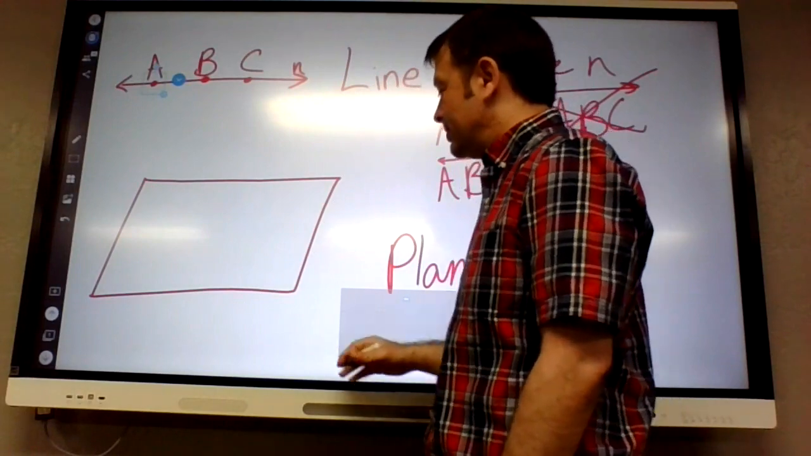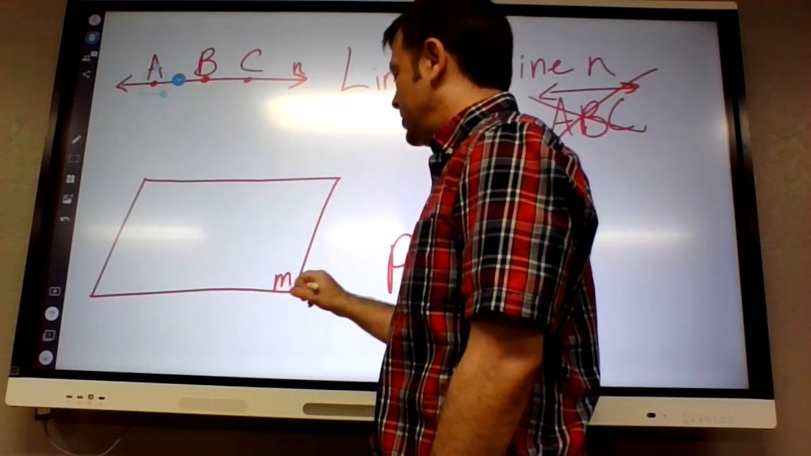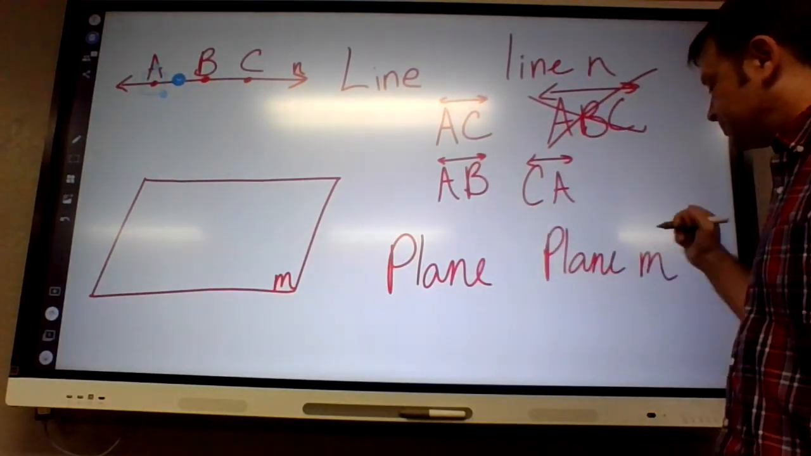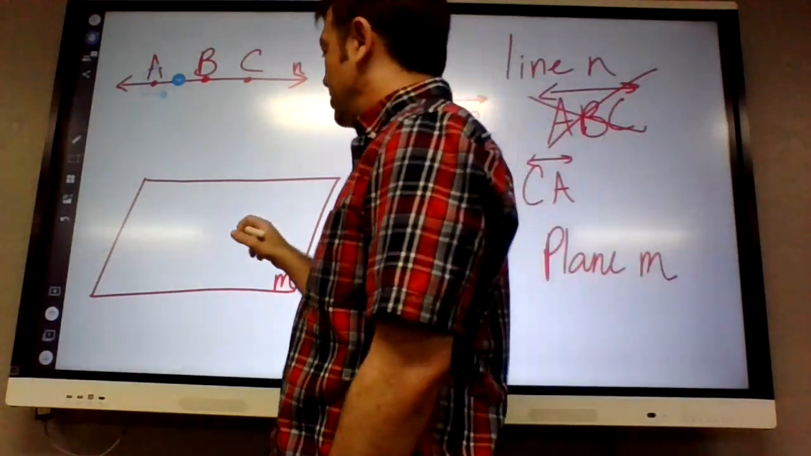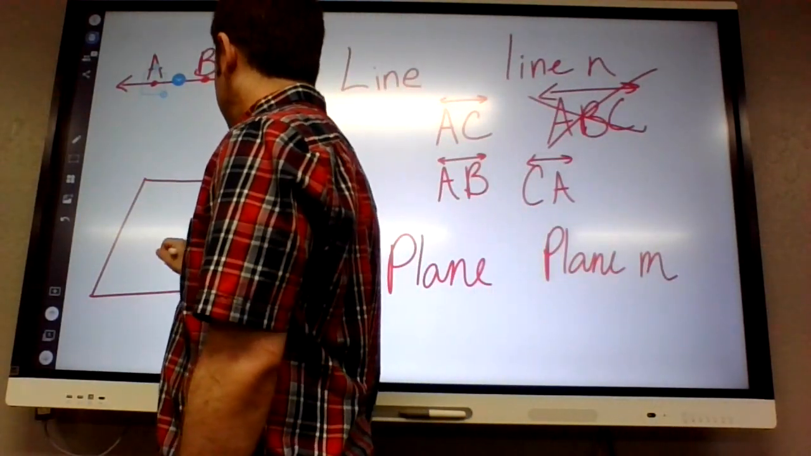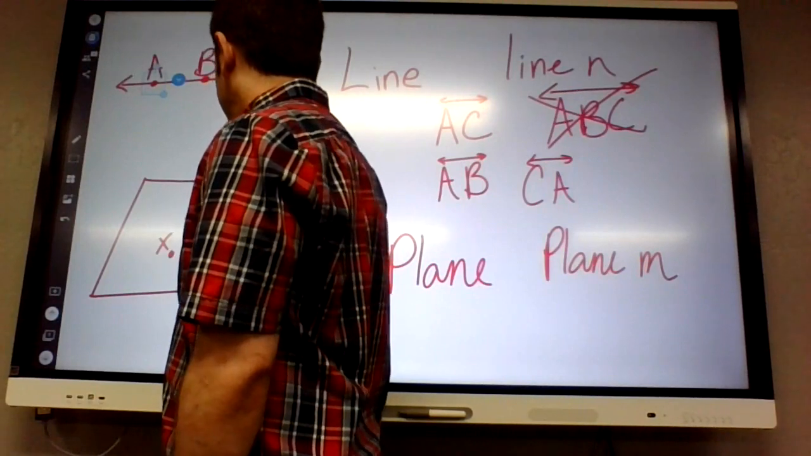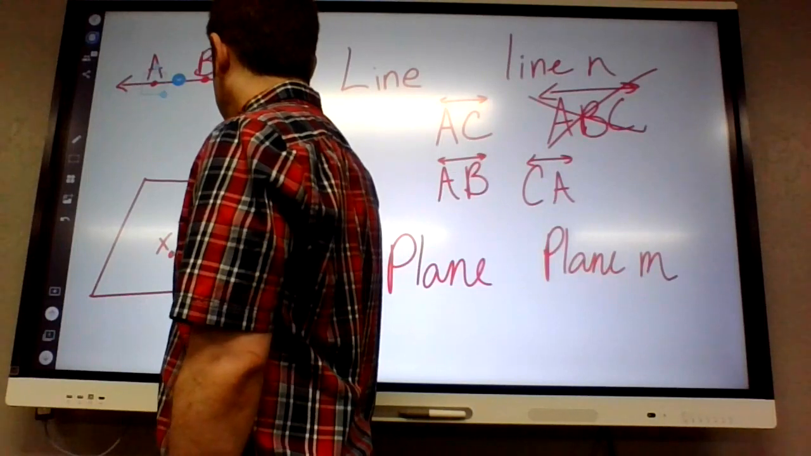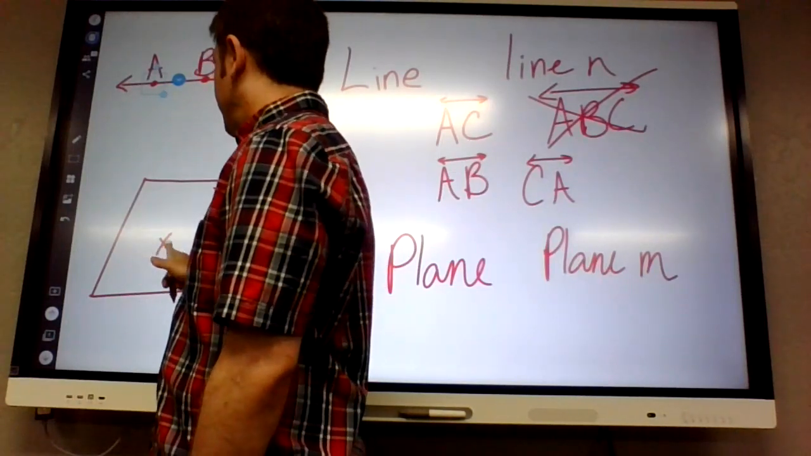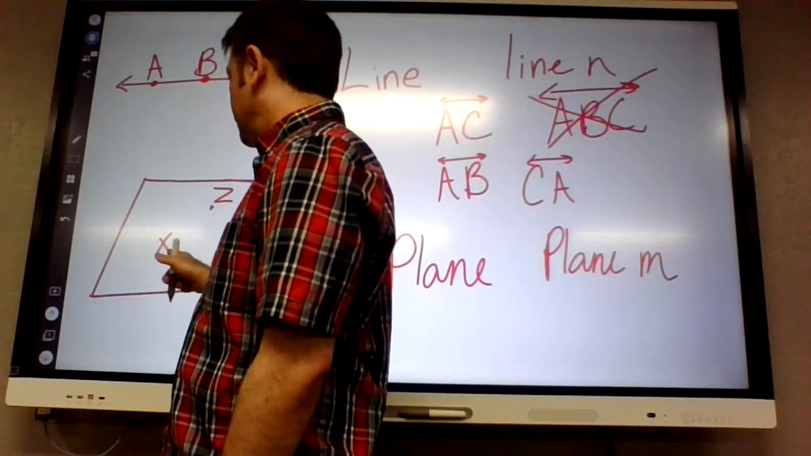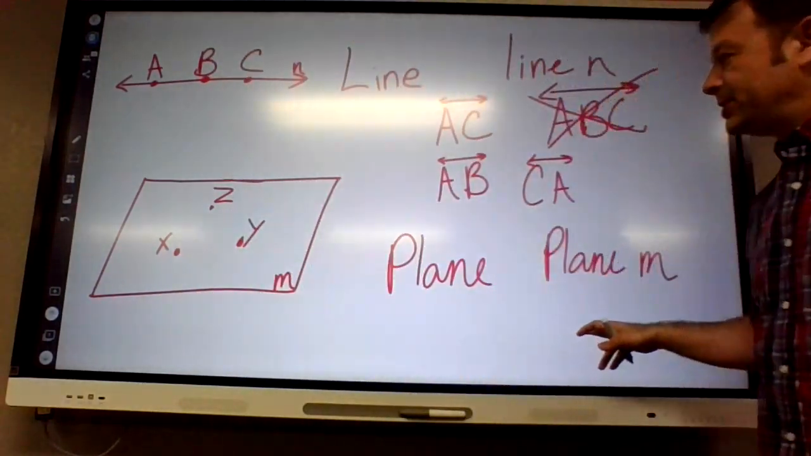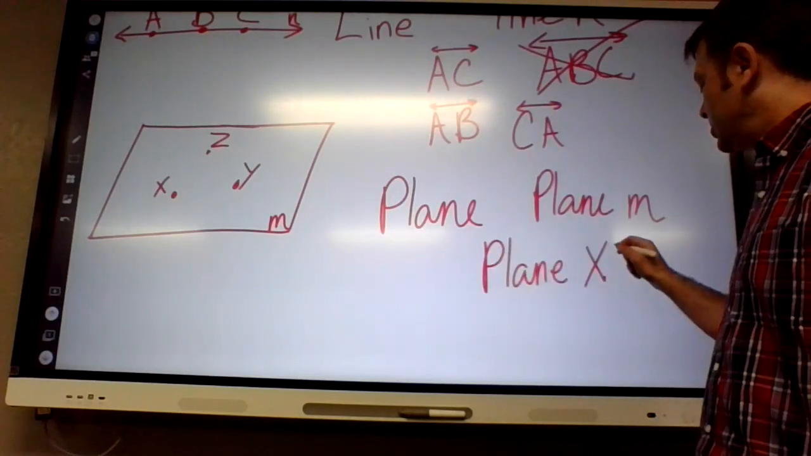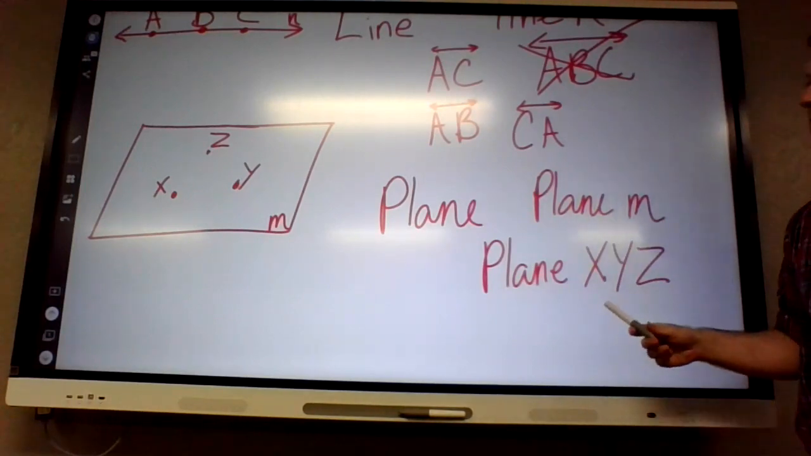So to name a plane, they might put a little letter in the corner. So you could say this is plane M. Sometimes these points might be on the corner of the plane, but another way to name a plane is to use 3 non-collinear points, like plane X, Y, Z.